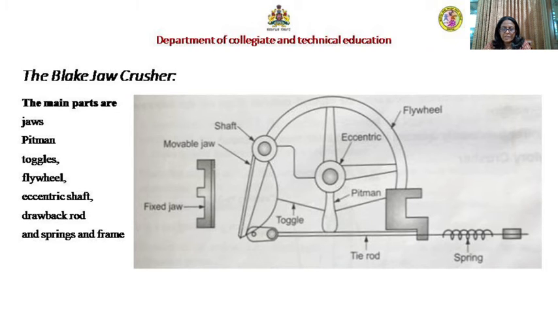The pitman is incorporated in such a way that it oscillates by the movement of the eccentric in the vertical direction. That oscillation is conveyed horizontally to the movable jaw by means of toggles. As a result, the swinging jaw, that is the movable jaw, moves back and forth, that is reciprocates, during the operation.